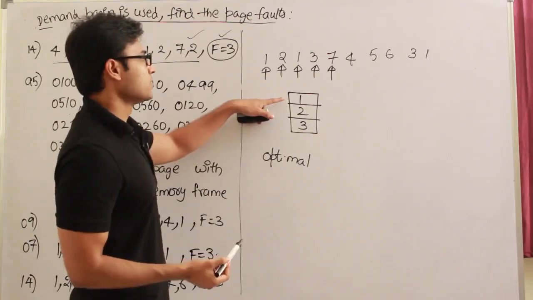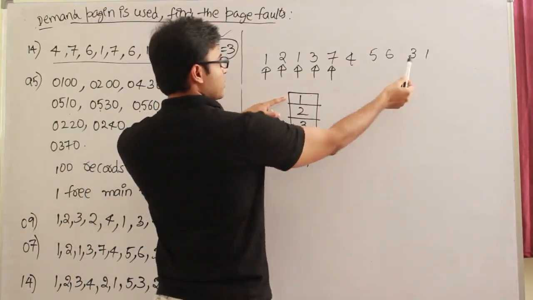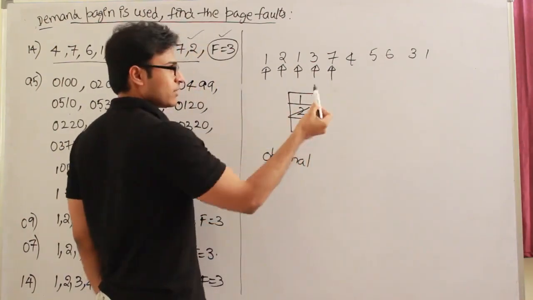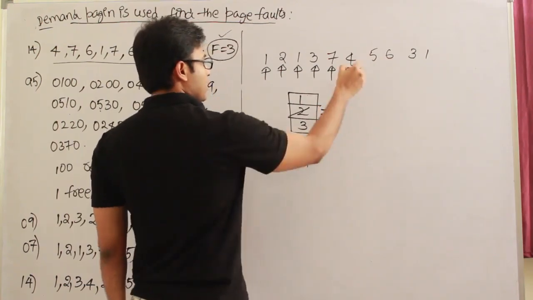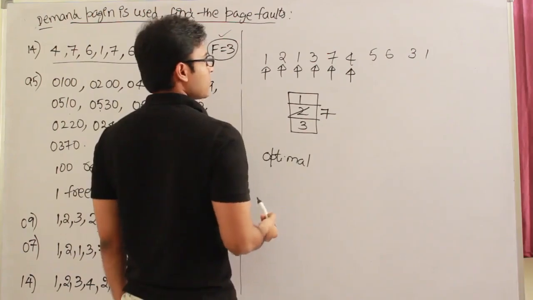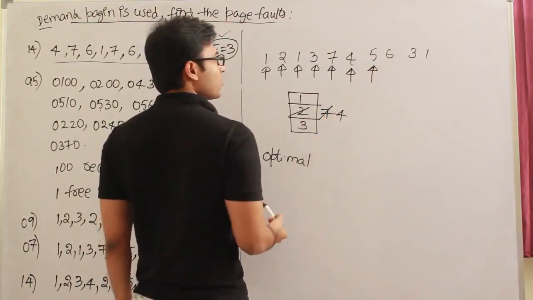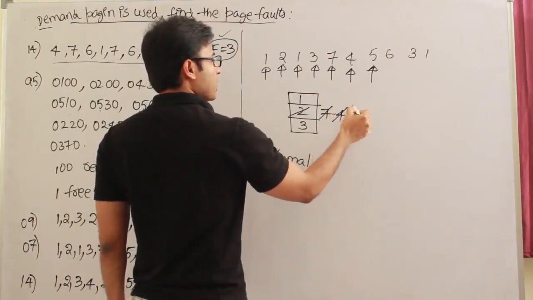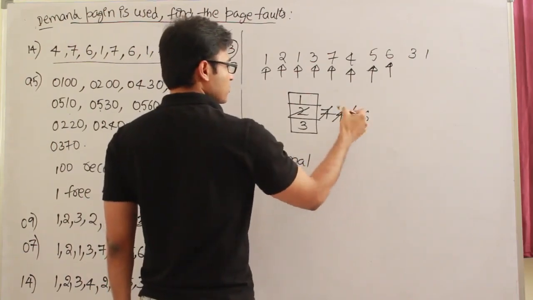See this 1 and 3, they are used somewhere in the future, but 2 is not used anywhere. Therefore the best one to replace is 2, because it is never used in the future. So we replace it with 7. Next, 4 is required. Looking into the future, 1 and 3 are used but 7 is never used, therefore you replace 7. Next 5 is required. Now 4 is never used, so you replace 4. And again 6, so 5 is never used in the future, so replace 5.